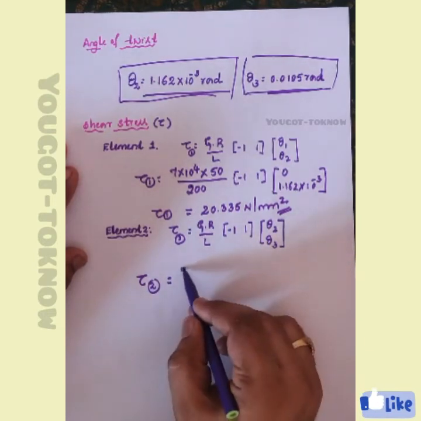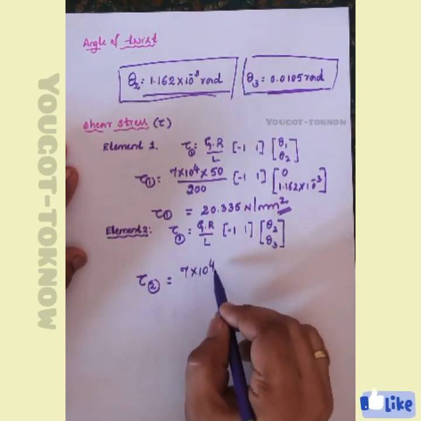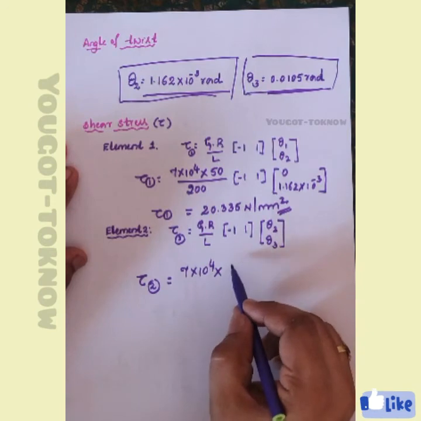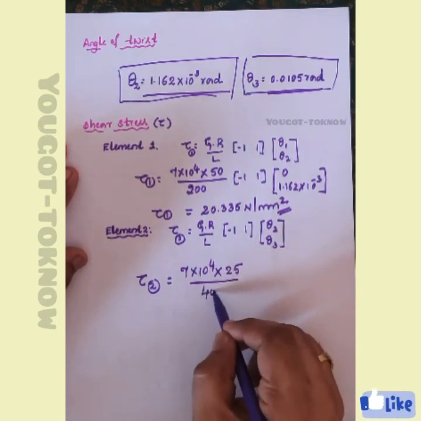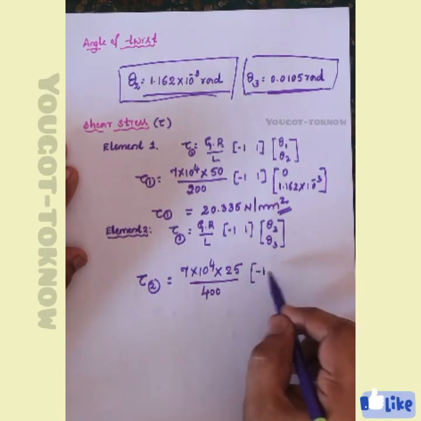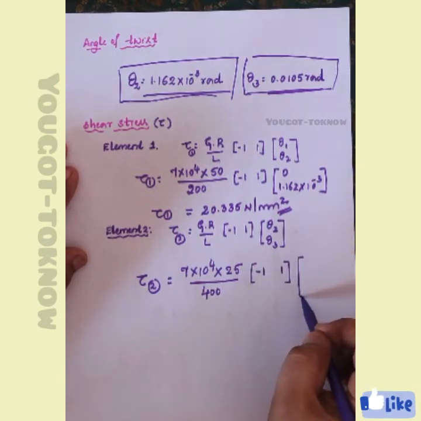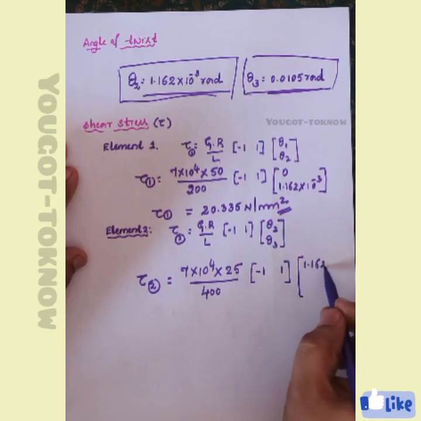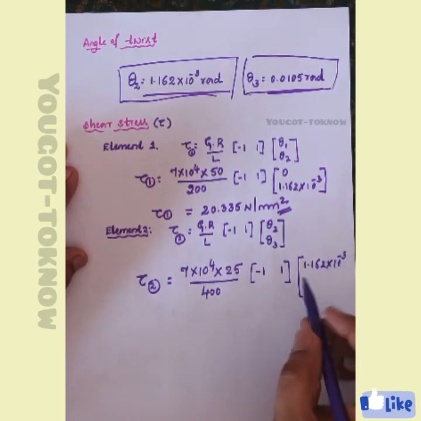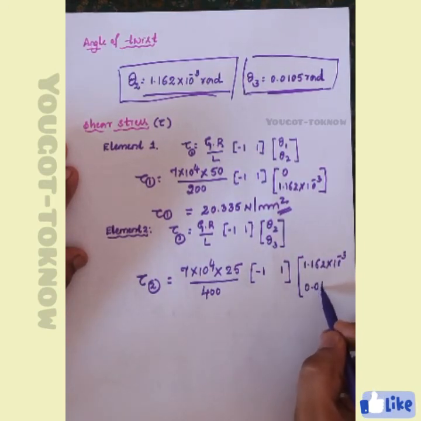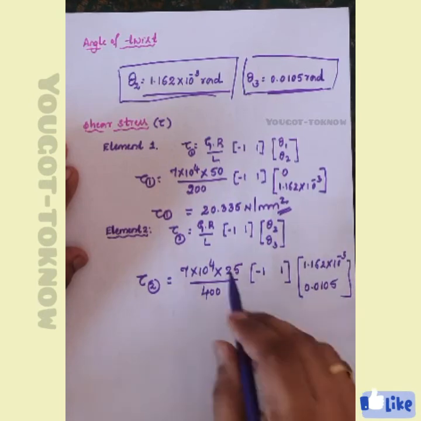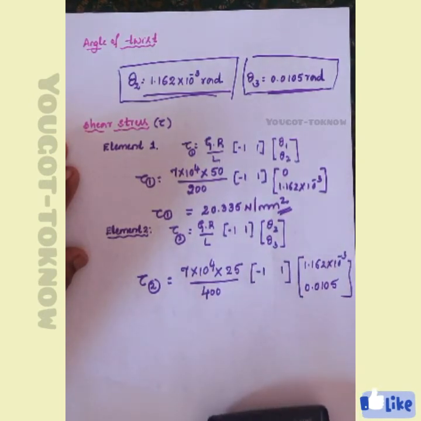What is G for element 2? 7 into 10 power 4, it is the same. But what is the radius of the second one? The diameter is 50 mm, so the radius will be 25. What is the length of the shaft? 400, minus 1 plus 1. What is theta 2? Theta 2 is 1.162 into 10 power minus 3. Theta 3 is 0.0105. Why theta 2 and theta 3? Because it is the second element. The displacements for the second element are theta 2 and theta 3.